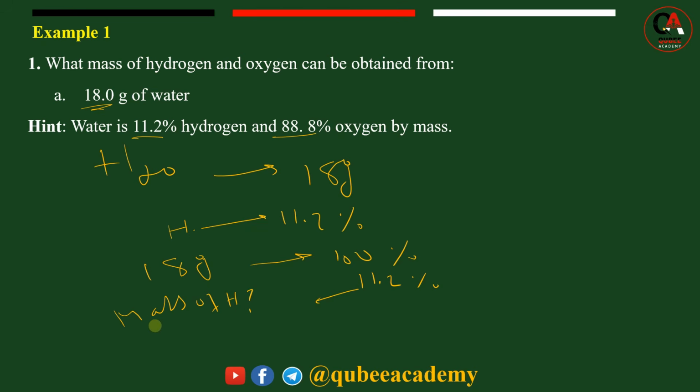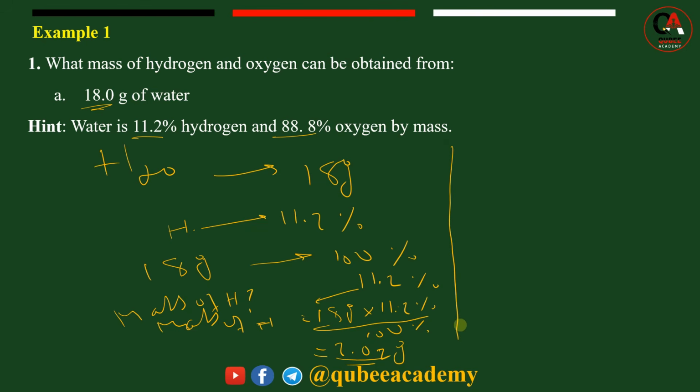So the mass of hydrogen is equal to 18 grams, which is the total mass, times 11.2% divided by 100%, which is equal to 2.02 grams. So from 18 grams of water, 2.02 grams represents the mass of hydrogen in that.